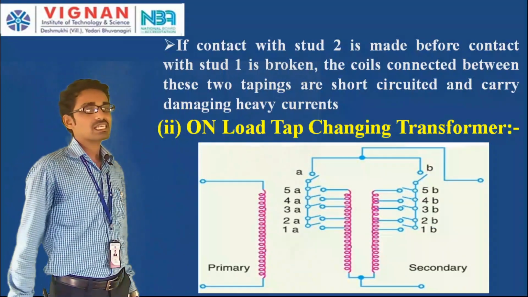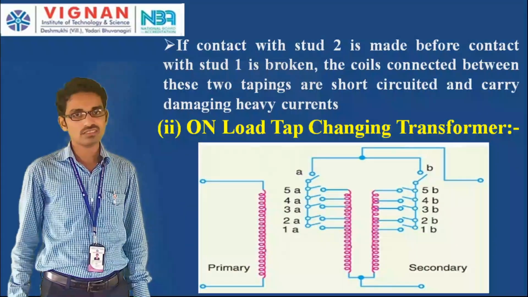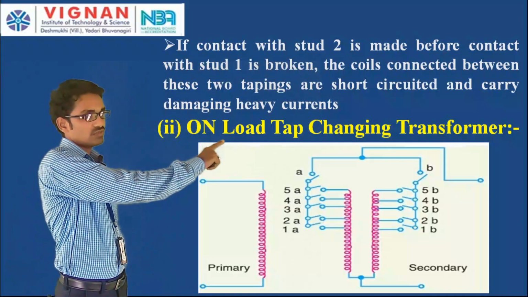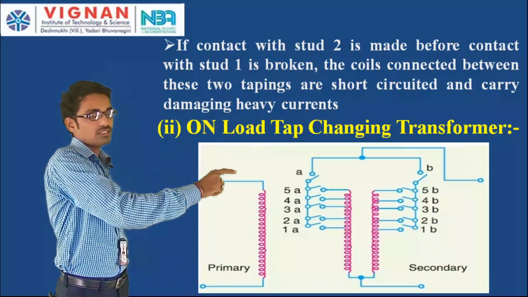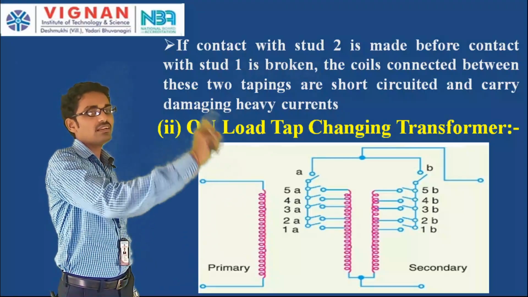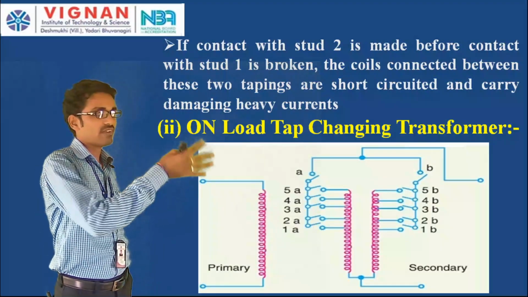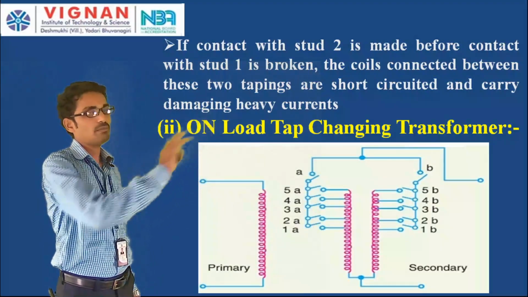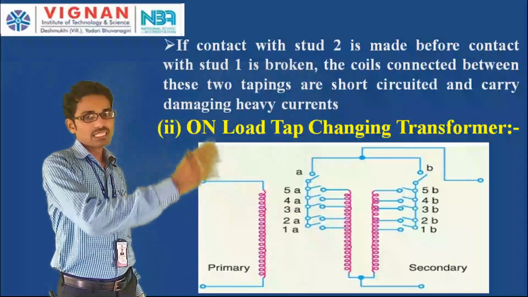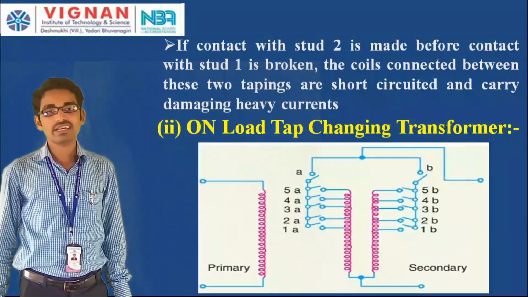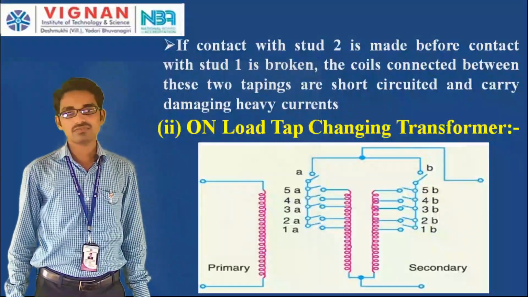If I want to get the maximum voltage, where do I need to connect? You need to close the switches A and B, and then close 5A and 5B. If you close those two positions, 5A and 5B, as well as the A and B main switches, then you are going to have the maximum voltage on the secondary of the transformer. That is the on-load tap changing transformer.